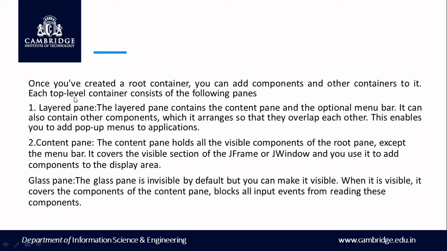Now each top-level container consists of the following panes. There are some panes which we are going to study. The root container will contain all these panes. The first one is the layered pane. The layered pane consists of the content pane and the optional menu bar. It can also contain other components which it arranges so that they overlap each other. This enables you to add pop-up menus to applications.